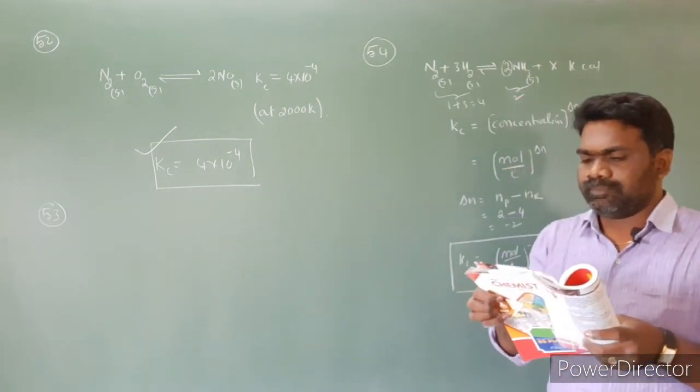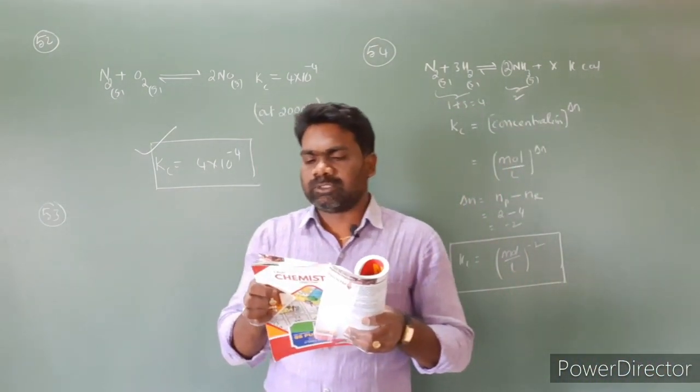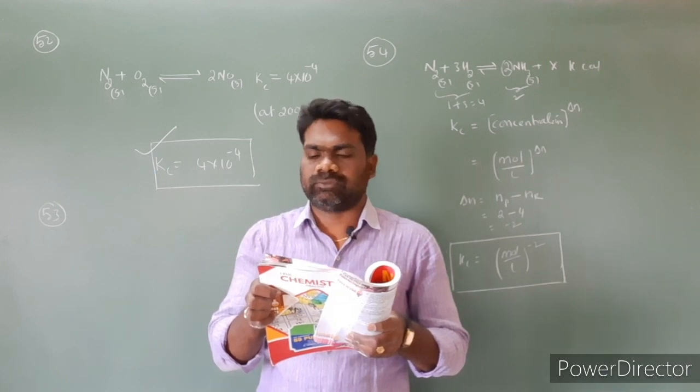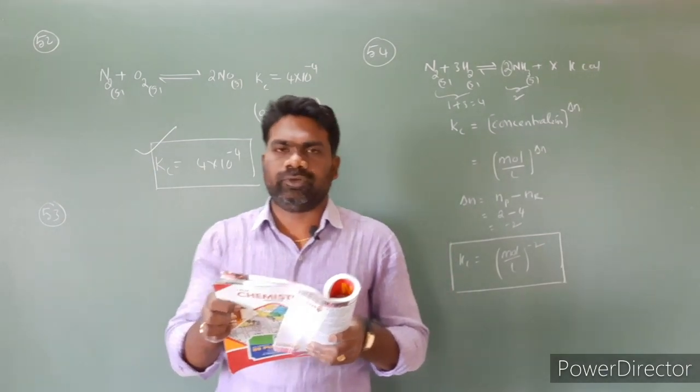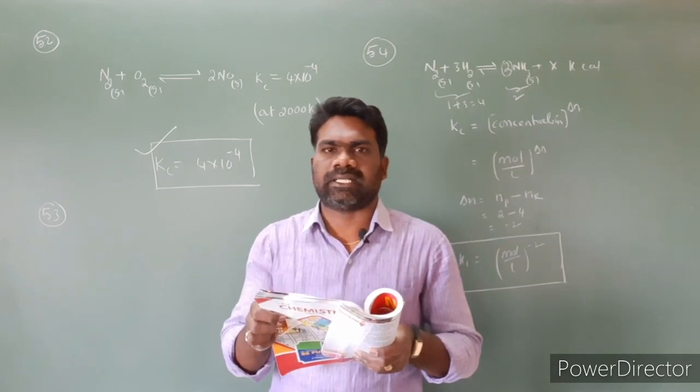For question 54, look at options. First option, mole per liter power minus 1. Second option, mole per liter power minus 2. So question number 54, second option is correct.